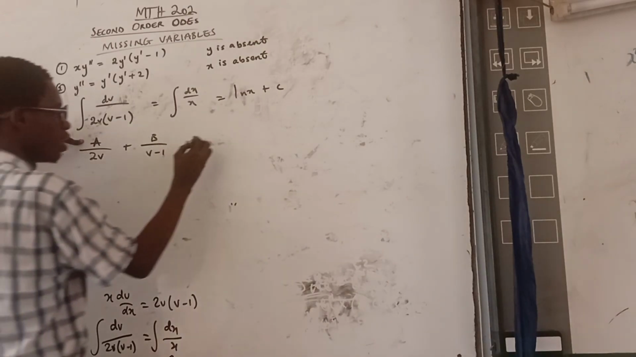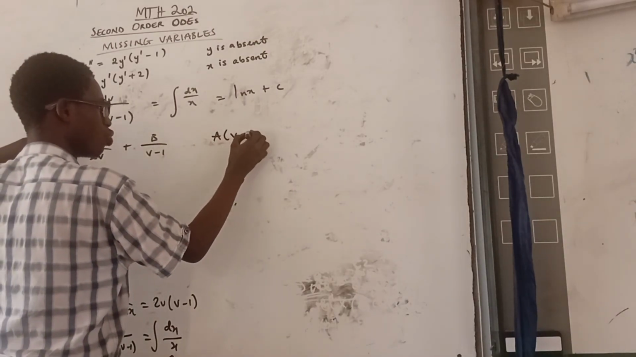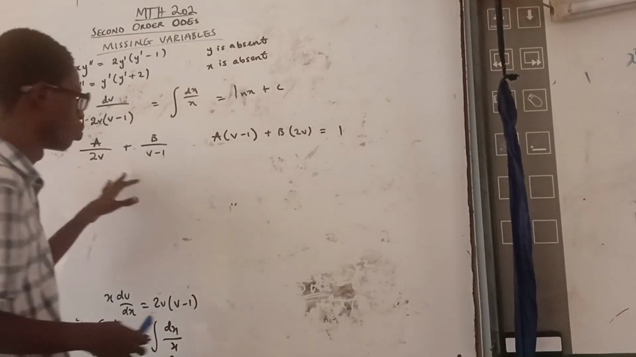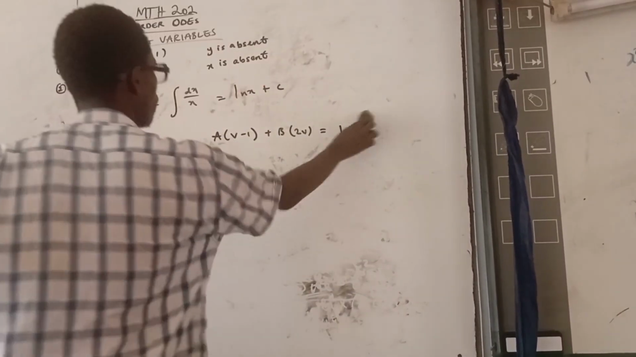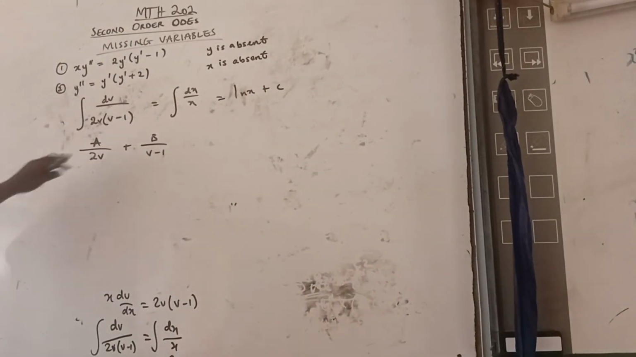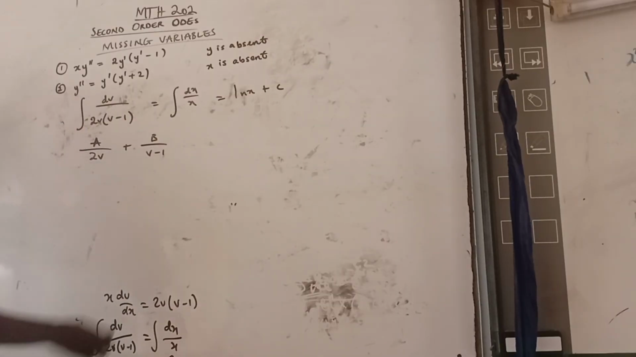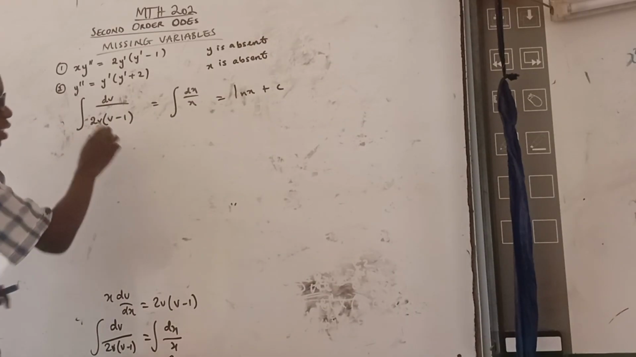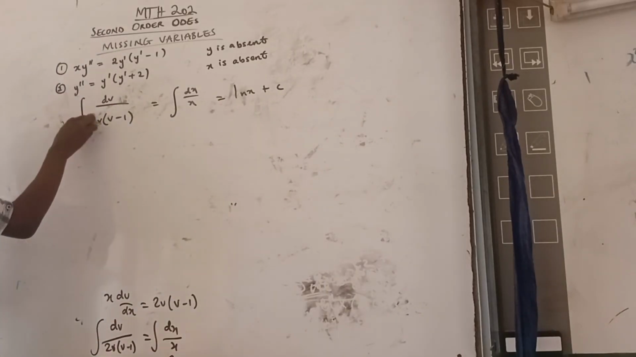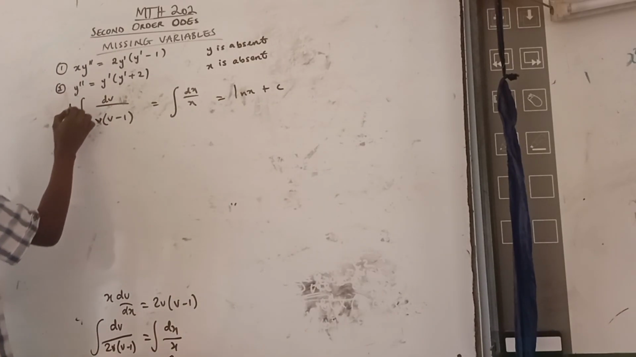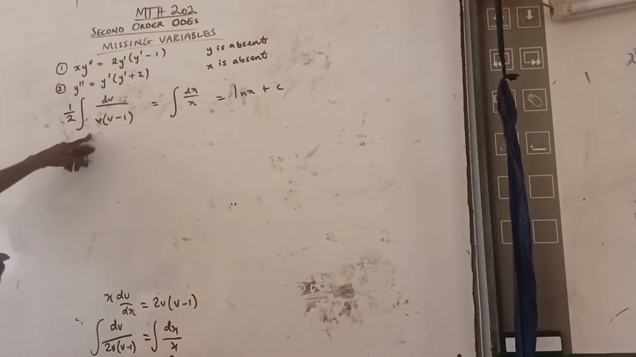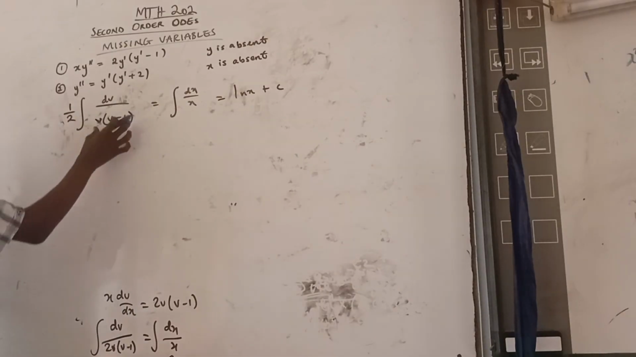So I'm going to write this as a into bracket v minus 1 plus. Let's not waste our energy. We can easily factor this out: we can bring the 1 over 2 outside. So we are going to rewrite this as 1 over 2, which is the same thing as what we have been doing before. So now let's integrate this.